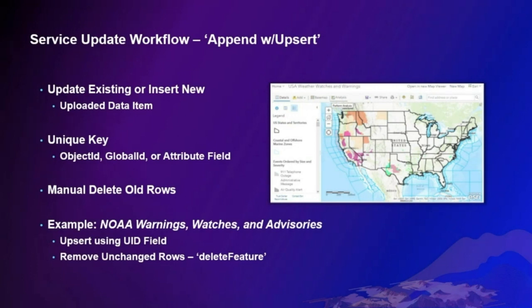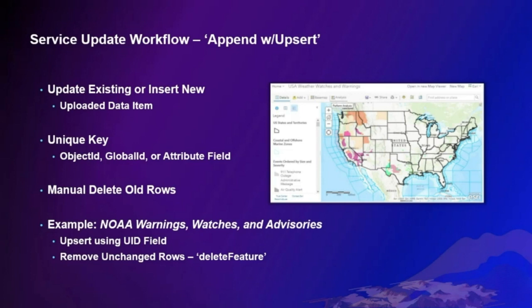Next workflow is the append with Upsert. This one's a little bit more involved. You're of course updating existing rows or inserting new. Include a unique key. It could be the global ID, object ID, or a unique identifier attribute field that you've defined and specified here. But still, the manual removal of old data is still up to you. You have to do the delete or the truncate to do that kind of removal.